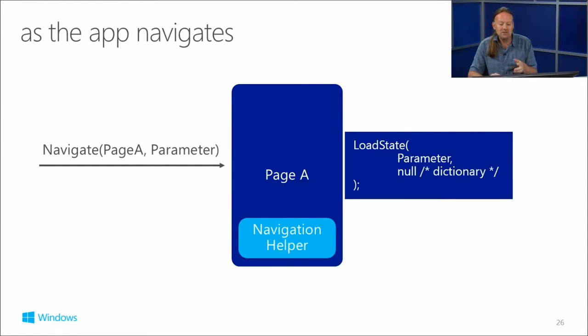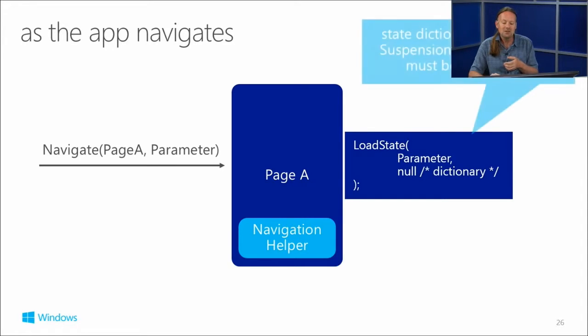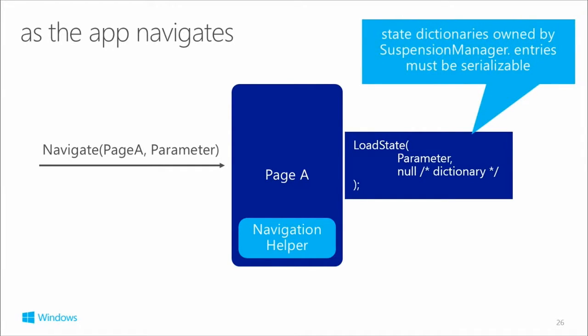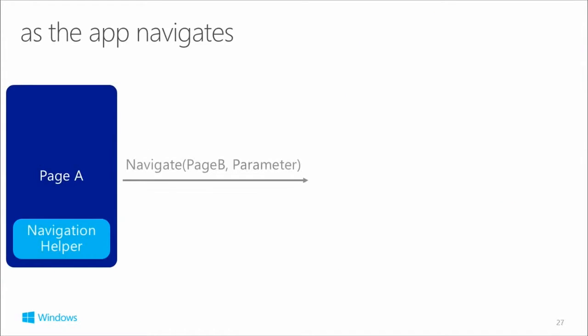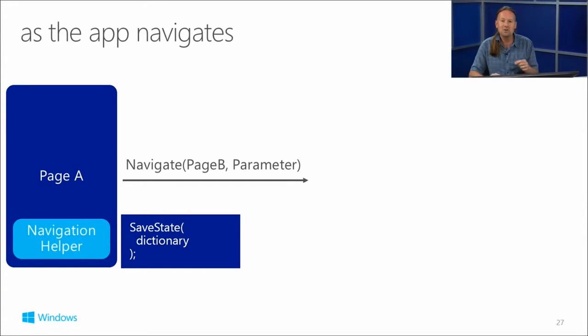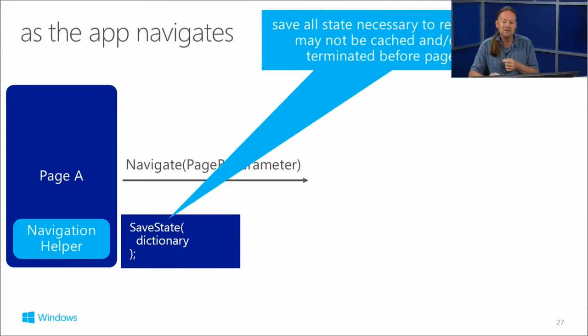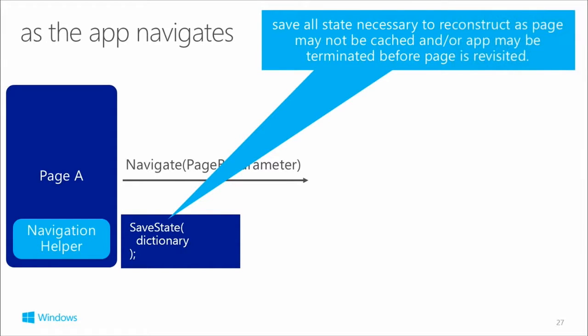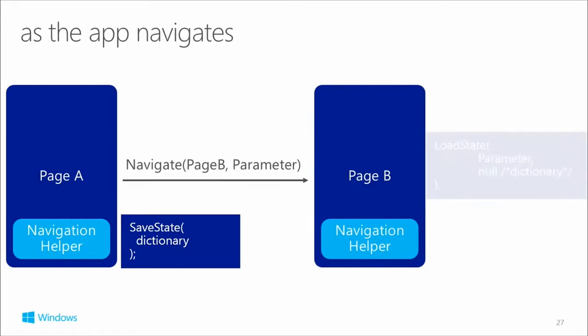And so when you get into a page, the navigation helper calls a method called load state, and in there you can put some logic to load the state back into the page on a resume from termination. And as page A navigates onto page B, as you leave a page, the navigation helper calls a method called save state in the page, which is where you can save that page state. So not only as you're navigating away, but actually the key thing here is when you're being suspended while you're on that page. That is where you're going to save state as well. So you save all state necessary to reconstruct the page, as you might get terminated.